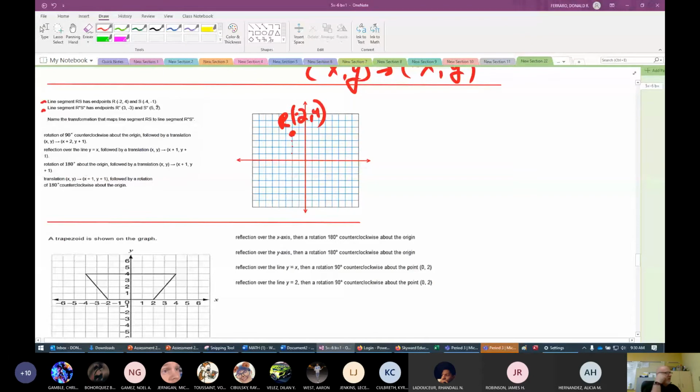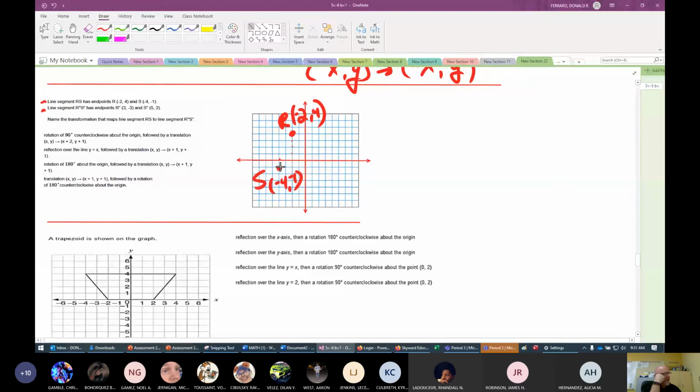And then my second point here is S, which is -4, -1. So I go left on my x-axis, 1, 2, 3, 4, and then I'm at -1. So that is my second point, and that is going to be S, which is -4, -1. All right, and I'll connect these points.